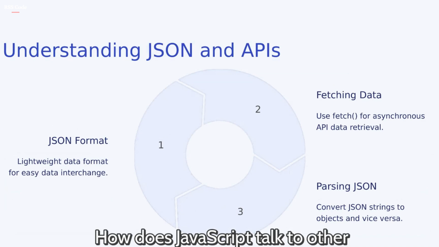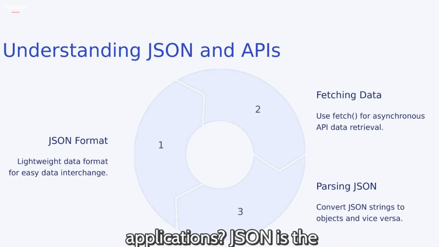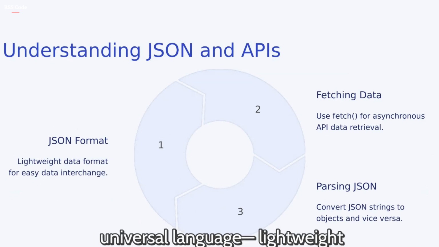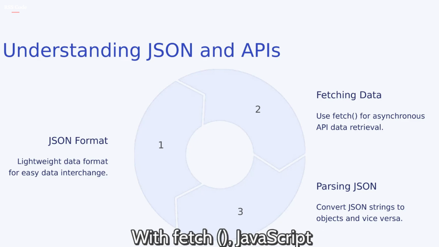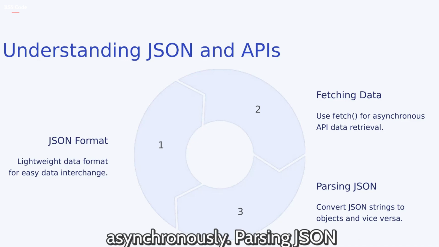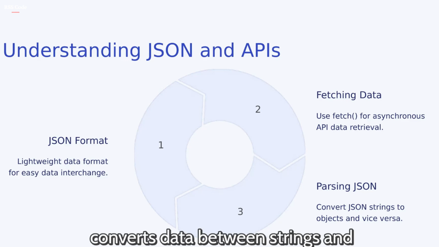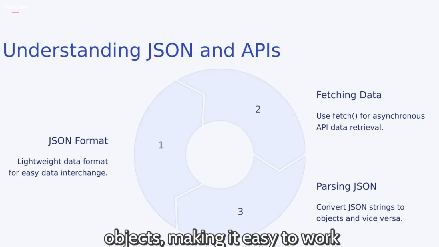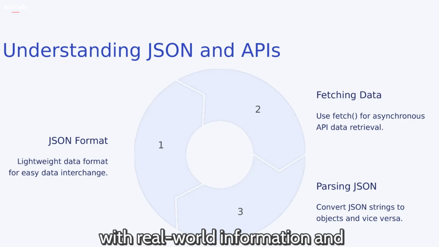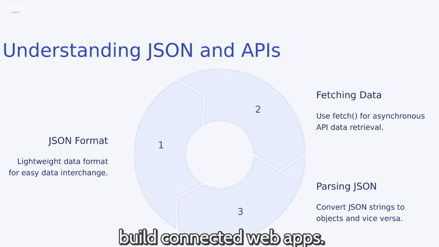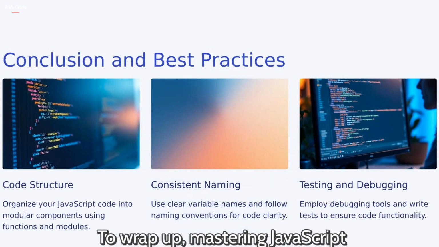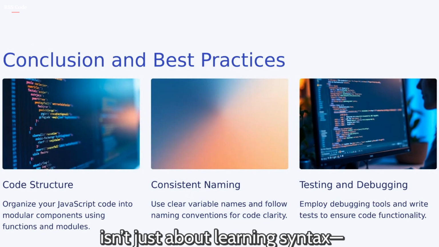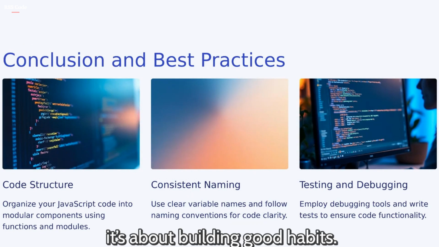How does JavaScript talk to other applications? JSON is the universal language, lightweight and easy to share between systems. With Fetch, JavaScript retrieves data from APIs asynchronously. Parsing JSON converts data between strings and objects, making it easy to work with real-world information and build connected web apps.